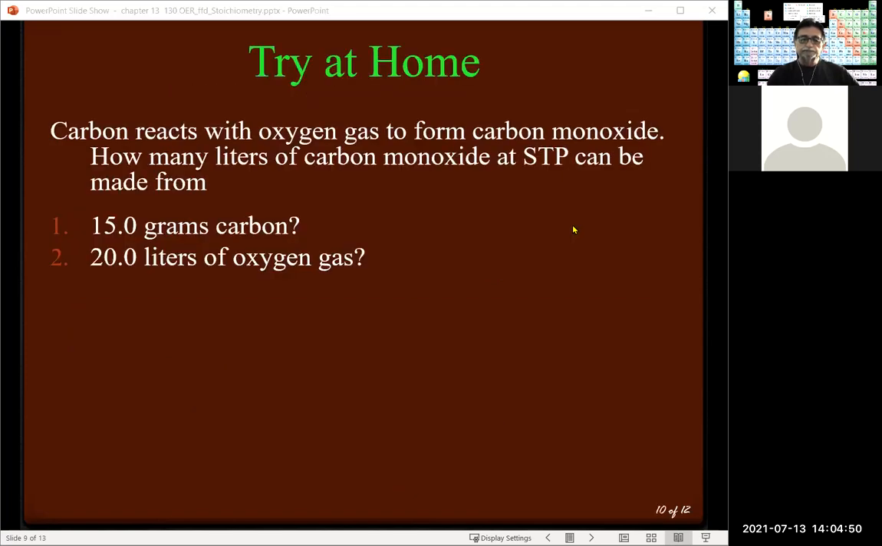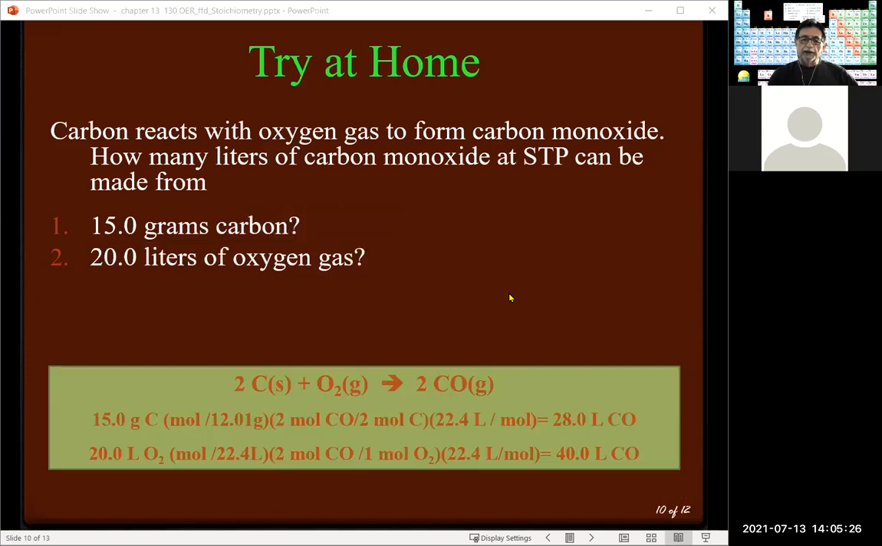All right, try these at home, and we can bring them back on Tuesday. The question is: carbon reacts with oxygen gas to form carbon monoxide. How many liters of carbon monoxide at STP can be made if you start off with 15 grams of carbon dioxide? Or if you start off with 20 liters of oxygen gas, how many liters of carbon monoxide at STP can be made? You should end up with that answer there.